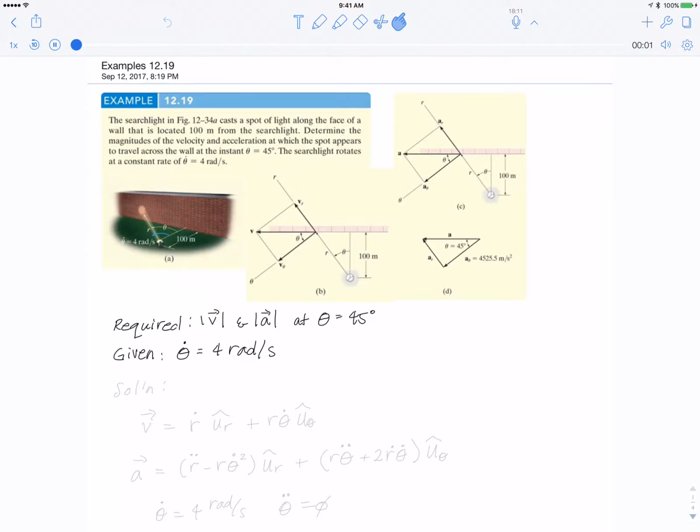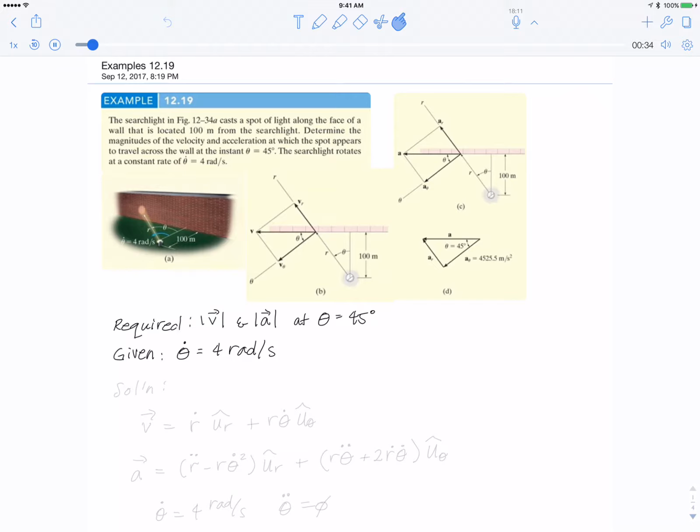So in this problem, we're asked to find the magnitude of the velocity and acceleration of the spot of the light on the wall when theta is 45 degrees. So what we have is a spotlight that's rotating at 4 radians per second, and the light is hitting the wall, so the spotlight on the wall is moving across as the spotlight rotates.